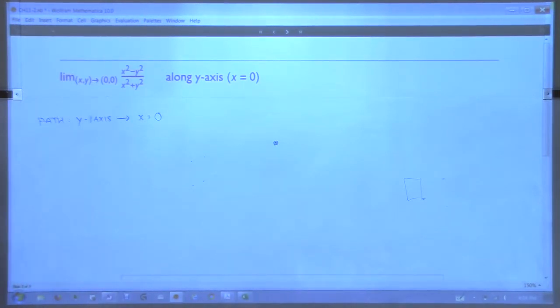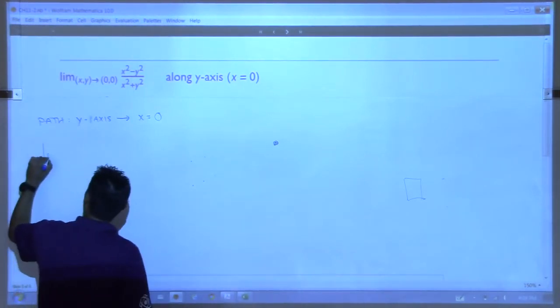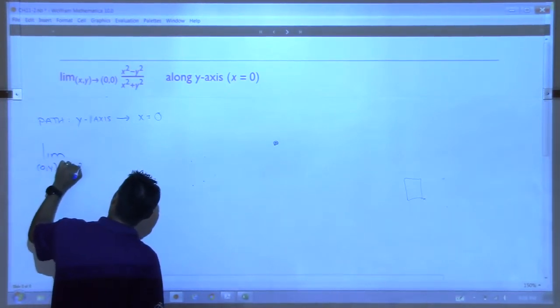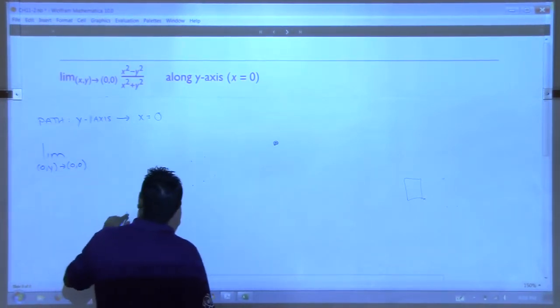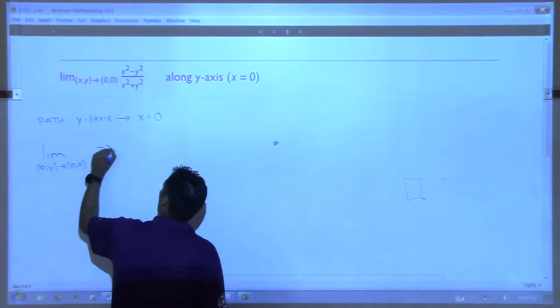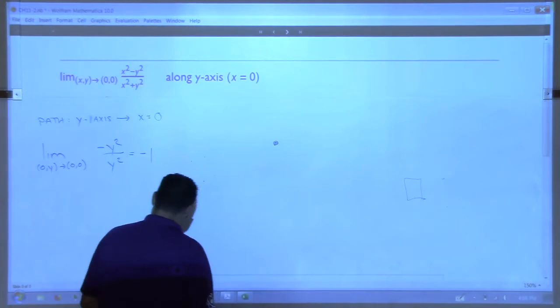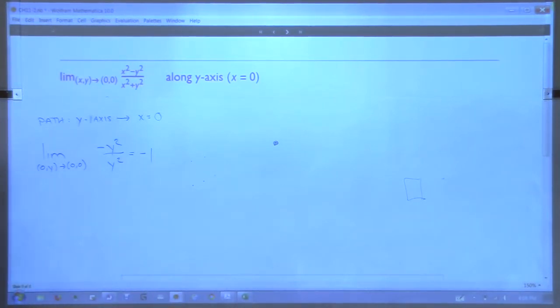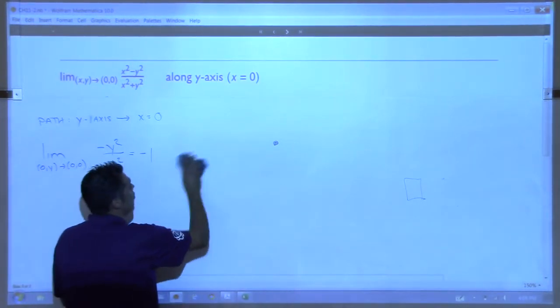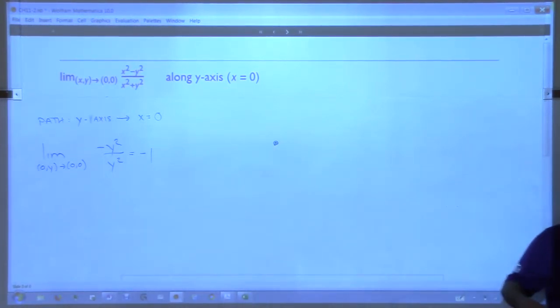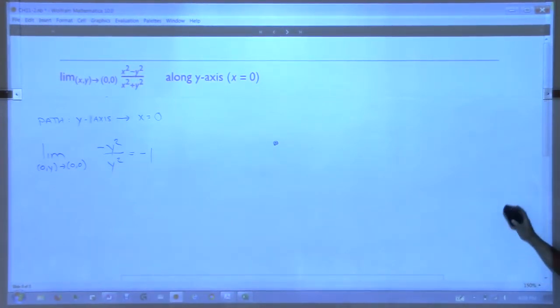x is exactly 0, so rewrite the limit. Limit as (0, y) approaches (0, 0). And now look what happens when you replace that. What do you get? Negative y squared over y squared, but that's negative 1. And so if you're approaching (0, 0) along the y-axis, your function's headed to negative 1 now. And that means from 2 different paths, it's headed to two different z values.